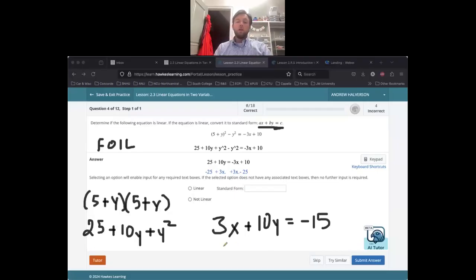So what you need to do is take your original equation, get rid of your parentheses, and move all of your variables to one side and all the constant terms to the other side of the equal sign. That's what we did here. That's what we got. So now we assess 3x plus 10y equals negative 15. Is that linear or not linear? What would you all say?